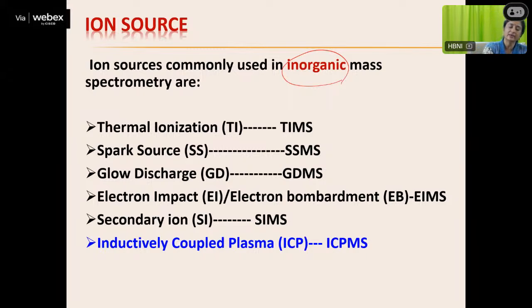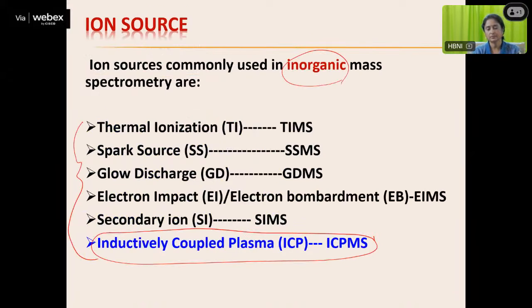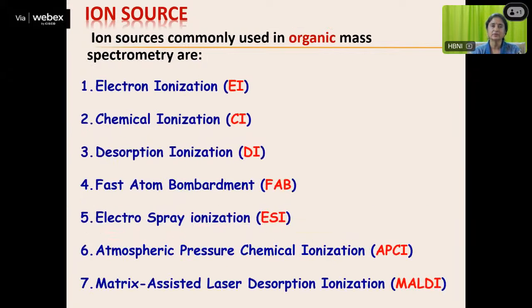For inorganic mass spectrometry, these are the various ionization sources, and again ICP is the most widely used one. TIMS and GDMS are also used. GDMS is totally for solid samples and TIMS for isotopic ratio measurements. For all other normal work, people normally use ICP-MS. Organic mass spectrometers are for elucidation of structure, but they can also be used for quantification.